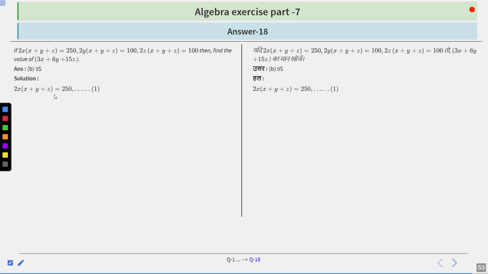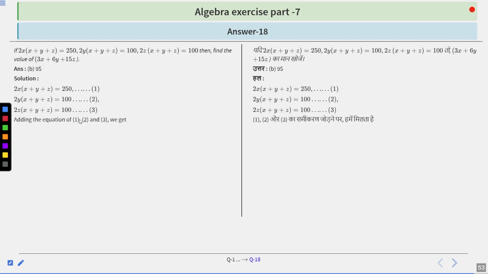2x into (x + y + z) equal to 250, that is our equation 1. 2y into (x + y + z) equal to 100, that is equation 2. And 2z into (x + y + z) equal to 100, that is our equation number 3. So we are going to add equations 1, 2 and 3. Then we get (x + y + z) into (2x + 2y + 2z) is equal to 450. 250 plus 100 is 350, and 350 plus 100 is 450. That should be our equation number 4 actually.